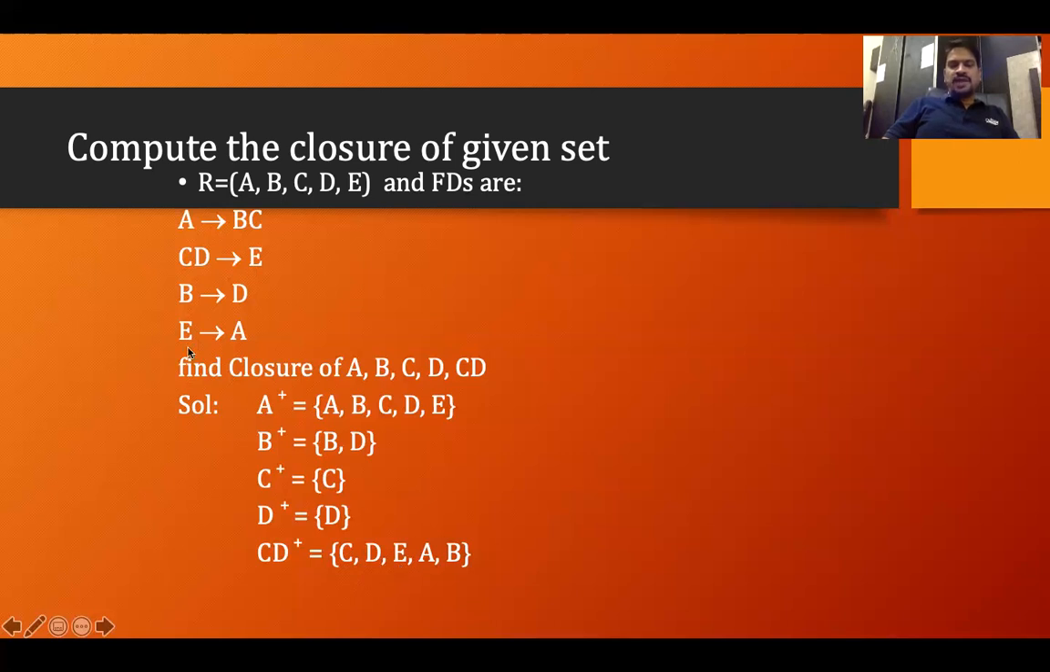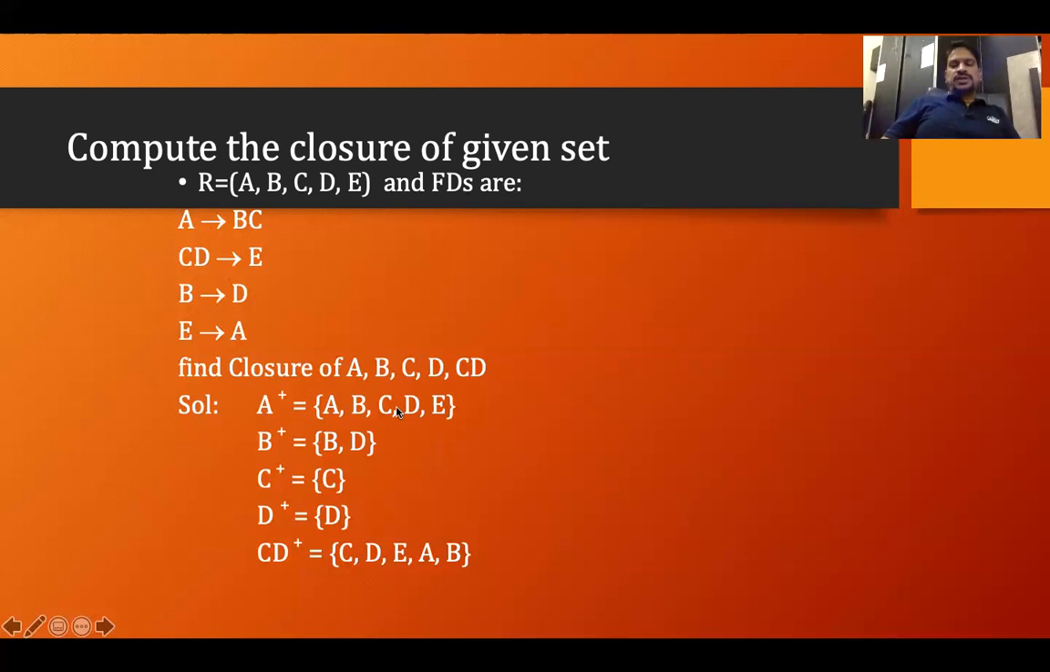Now, is E determining anything? Yes, E is determining A. So A is coming. Now, A is determining something. A is determining B and C. C is already here, so we'll take B. Further on it will just be a repeating of these attributes, so we'll not go further. This is my R.